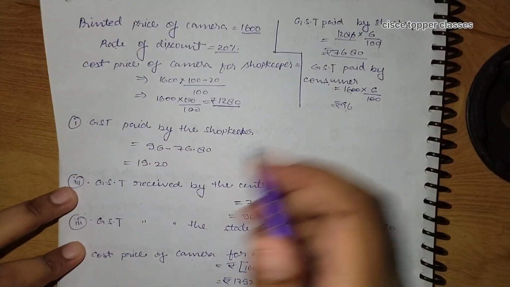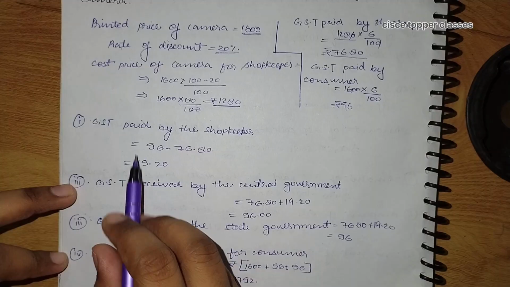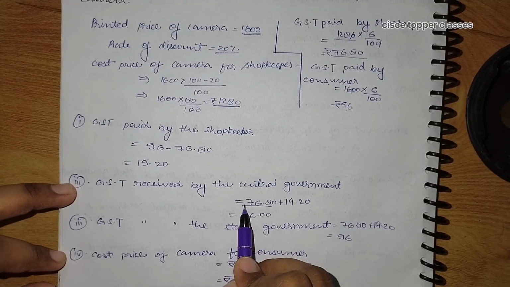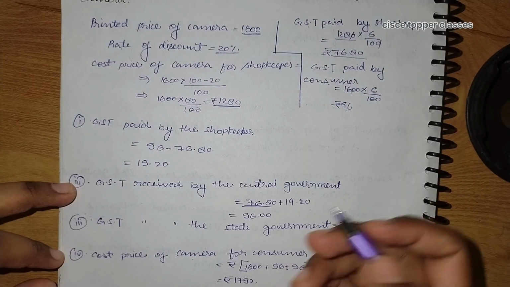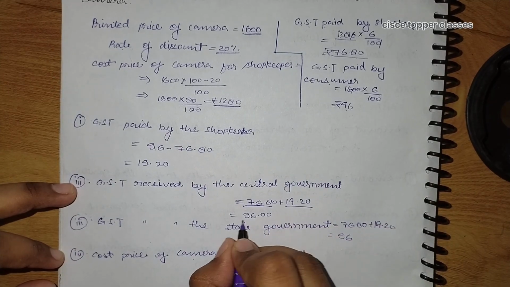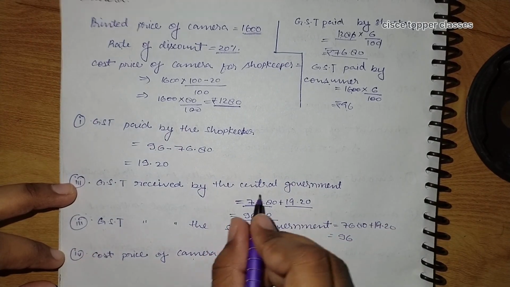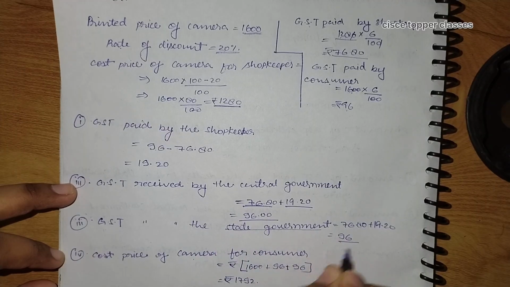If you want to find GST received by the central government, this will be the input GST plus the GST paid by the shopkeeper to the central government. So this will be 76.80 plus 19.20, so it is 96 here. Again, GST received by the state government will remain the same, only 96 rupees.